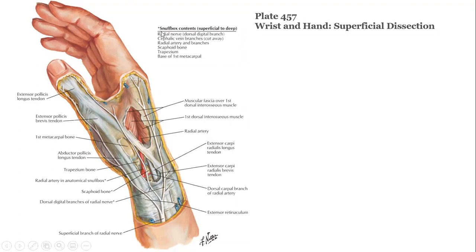Dr. Austin has labeled contents of the snuffbox that she wants you to remember. You've got your radial nerve, specifically the dorsal digital branch, which, let me see if I can find it. I think this might be it. And then you've got your cephalic vein branches, which have been cut away. Then your radial artery, your scaphoid bone, your trapezium, and then the base of your first metacarpal. Since she listed them, it would be a good idea to know them.